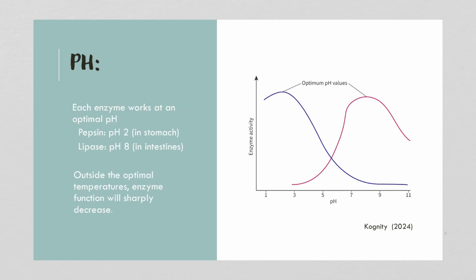pH, as I said, also affects reaction rate. So if you look here, this is actually showing two different enzymes. So this is the optimal pH for pepsin, which is found in our stomach, so pH 2. Outside of that range, it drops drastically. Same thing with lipase or other enzymes that have a higher pH optimal. You can see that it's around 8 that the pH is optimal, and that would be in our intestines. Outside those optimal pH values, the enzyme function will sharply decrease.